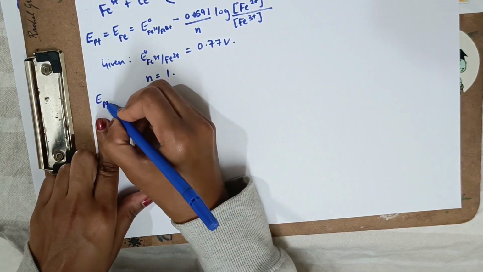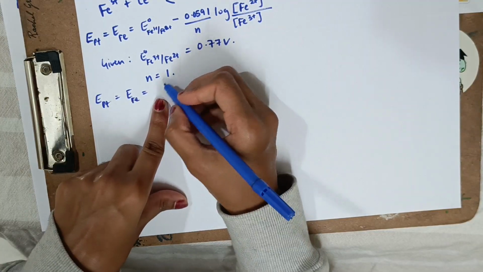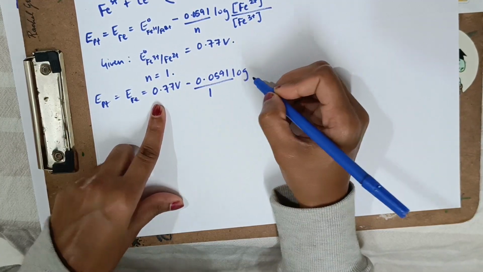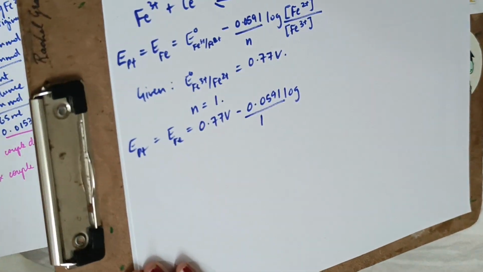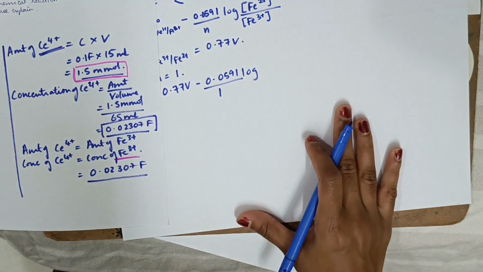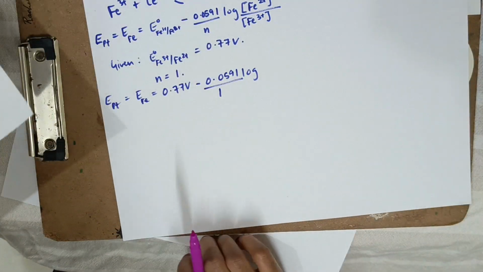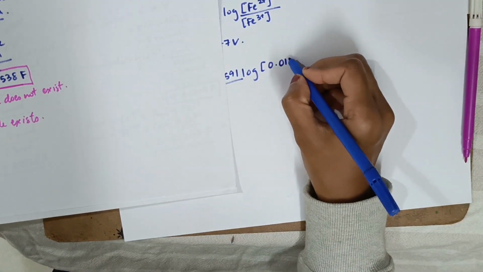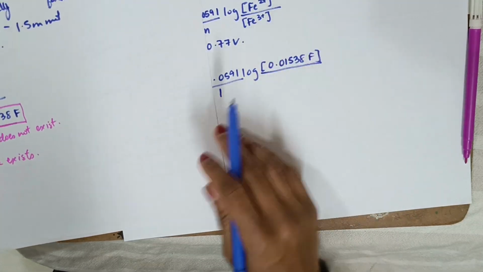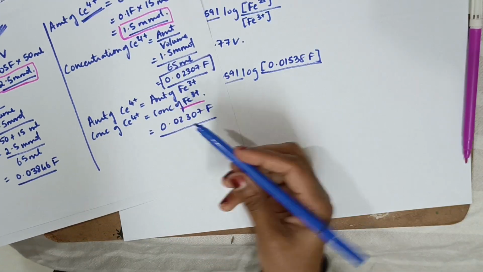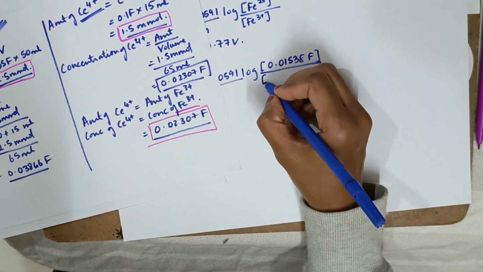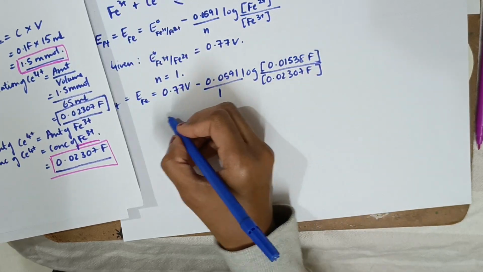And now the equation can be written as E_Pt is equal to 0.77 volt minus 0.0591 divided by 1 log of, from our first set of calculations, the concentration of Fe2+ that remains, which is equal to 0.01538 formal, divided by the concentration of Fe3+, which is equal to the concentration of cerium-4+ formed, which is equal to 0.02307. We'll write that down. 0.02307 formal.